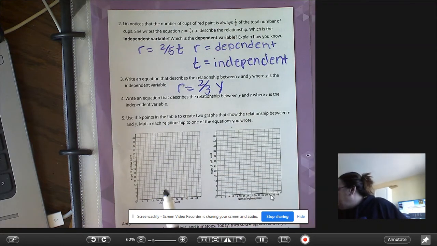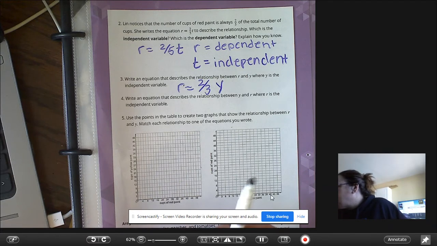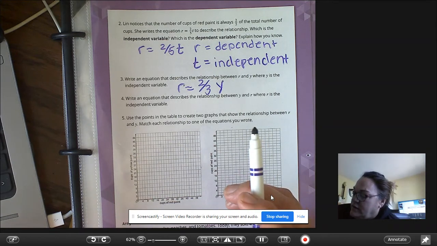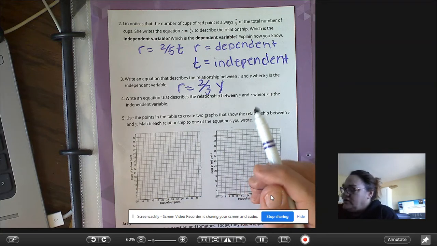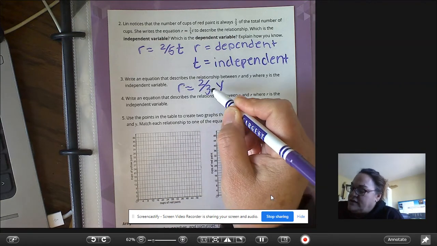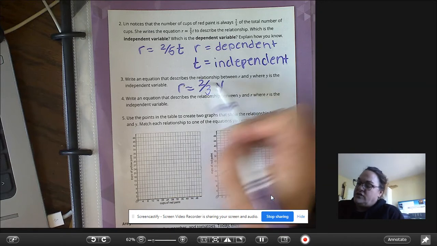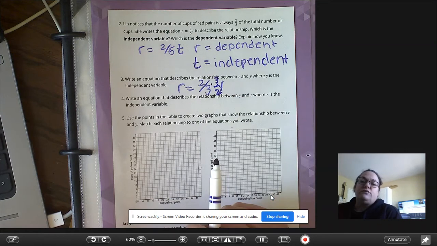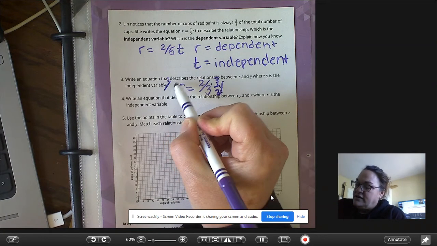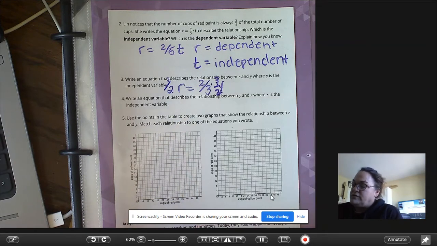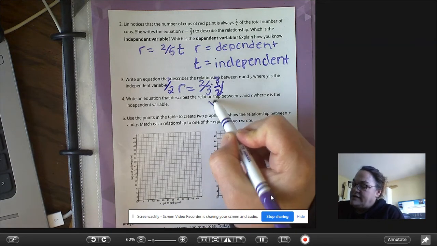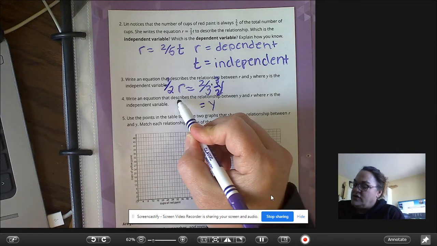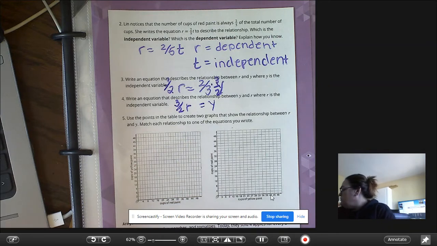Okay. So for number 4, the question is write an equation that describes the relationship between Y and R, where R is the independent variable. So we're going to have to do it as if we were going to get this over to that side. Remember, to get Y by itself, we would have to multiply this by its reciprocal to get 1. So you would get Y is now by itself, and you have 3/2 R. So it would be 3/2 R is equal to Y.